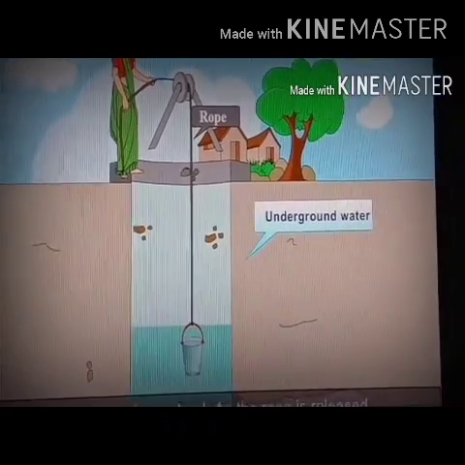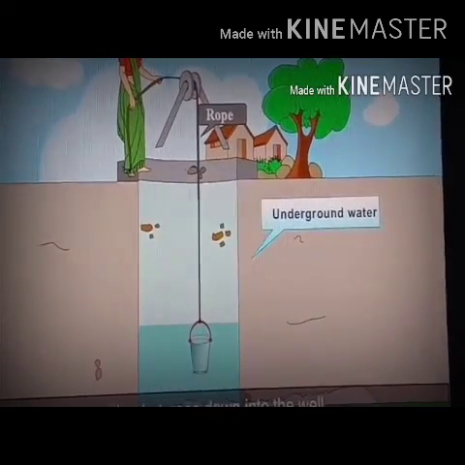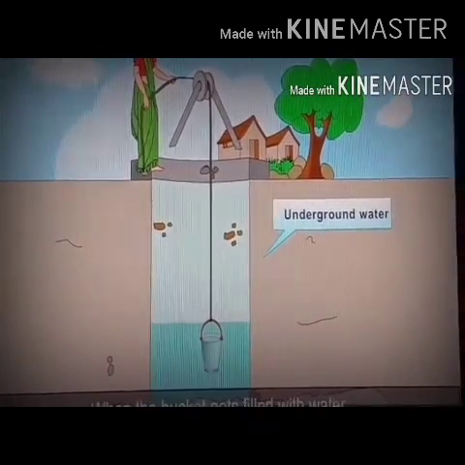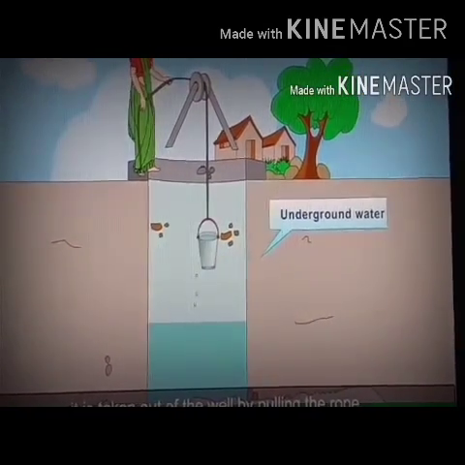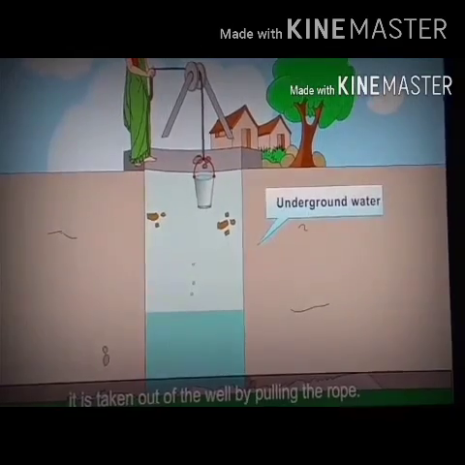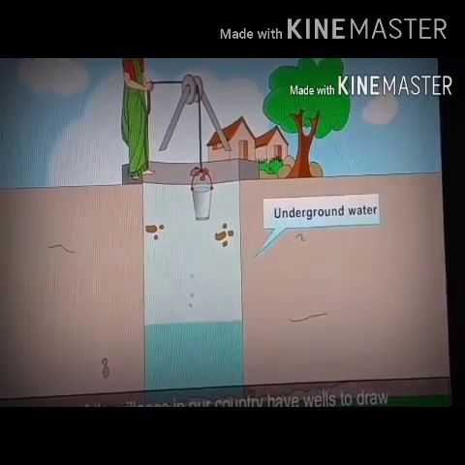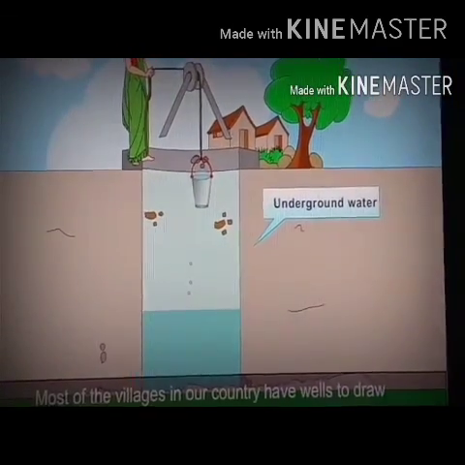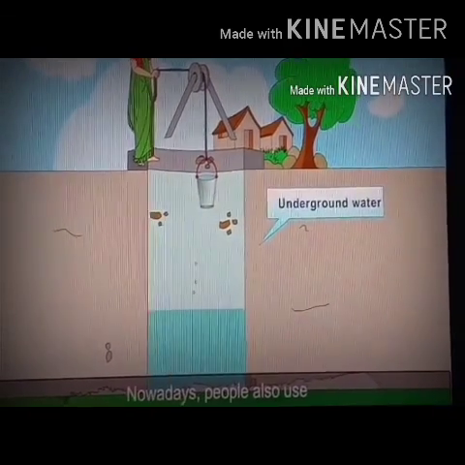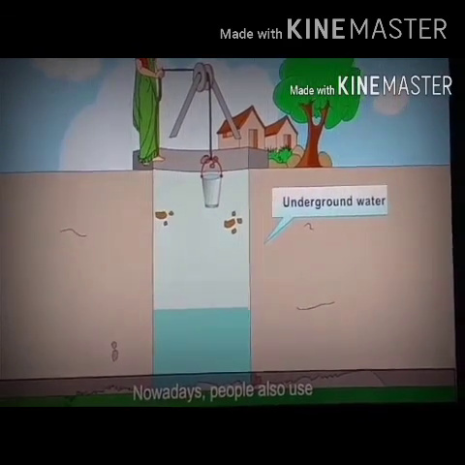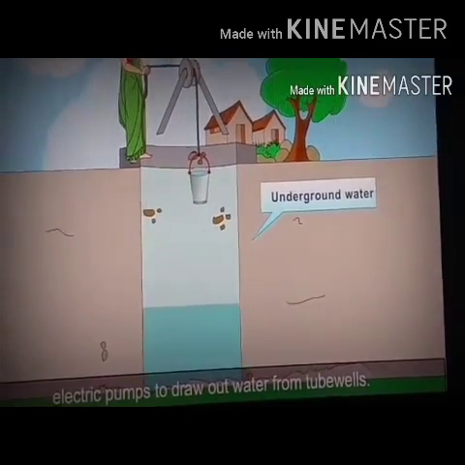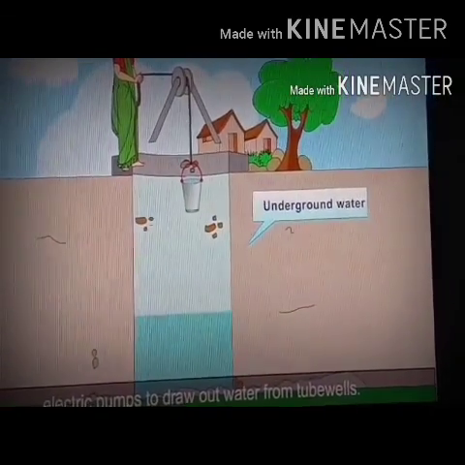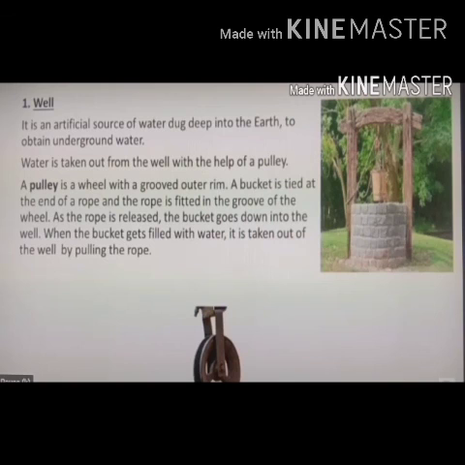As the rope is released, the bucket goes down into the well. When the bucket gets filled with water, it is taken out of the well by pulling the rope. Most of the villages in our country have wells to draw underground water. You can see a pulley in this slide, which shows how a pulley helps in reducing our effort to take out the water.